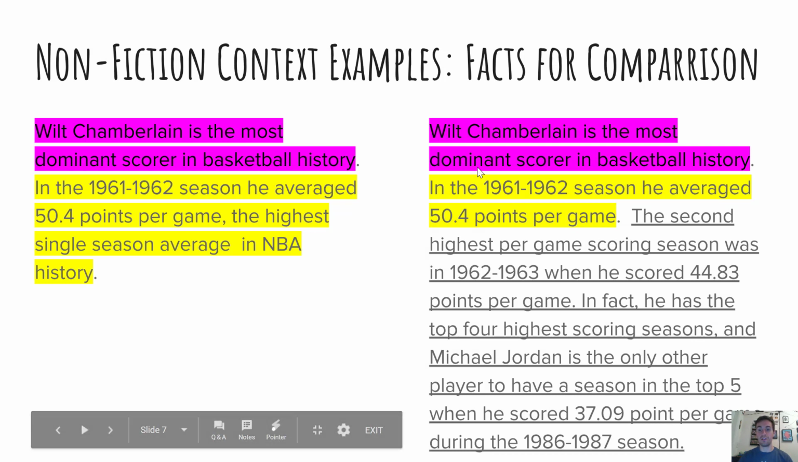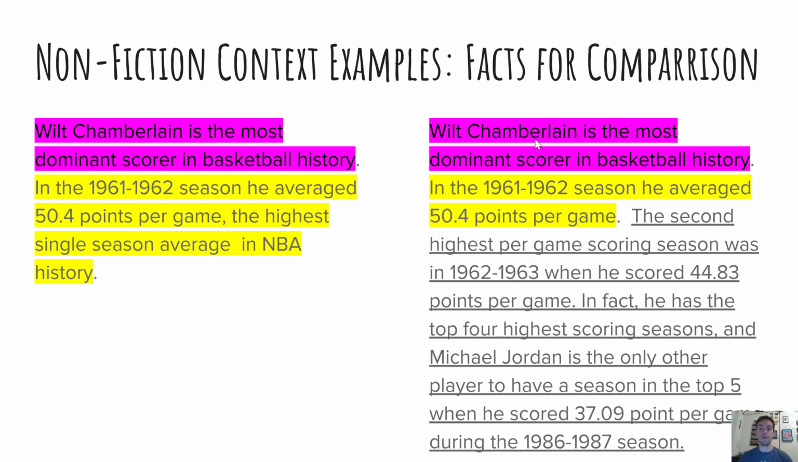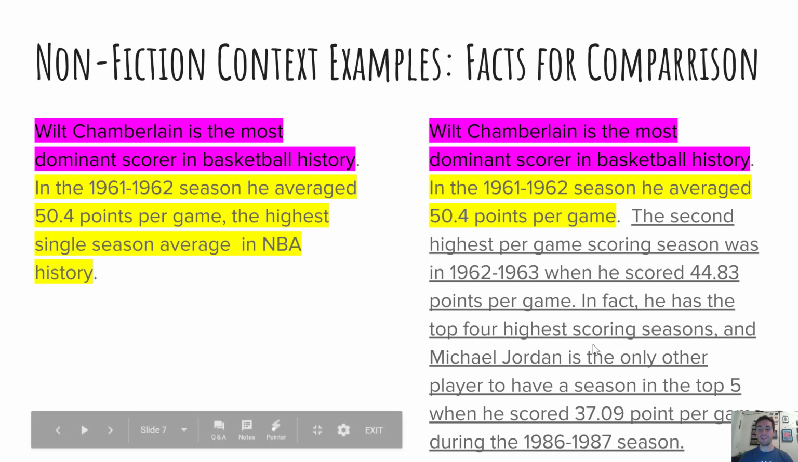So now all of a sudden to support that he's the most dominant, you're like, wow, not only does he have the best season, he has the top 4 best seasons. And then the best season that isn't him is Michael Jordan, which is 37. And again, these numbers give a point of comparison because there's a pretty big gap between 37 and 50. So just by adding context, it helps make your evidence and therefore your point stronger.